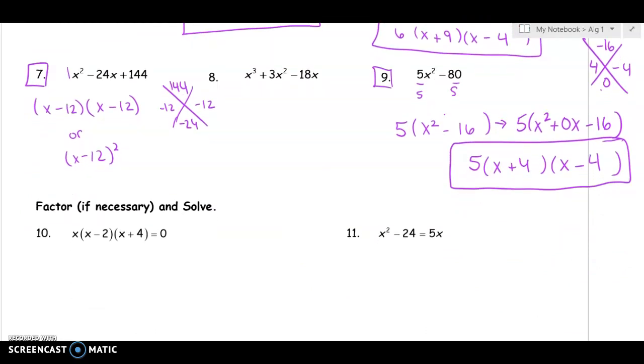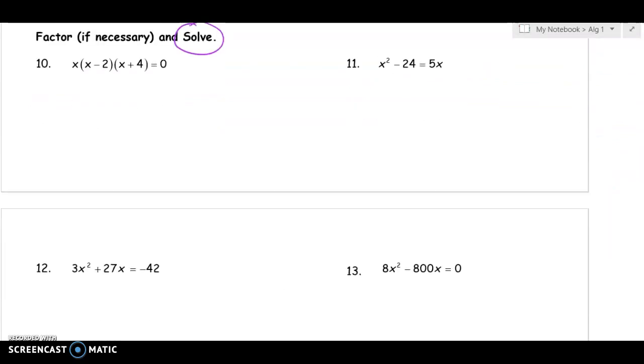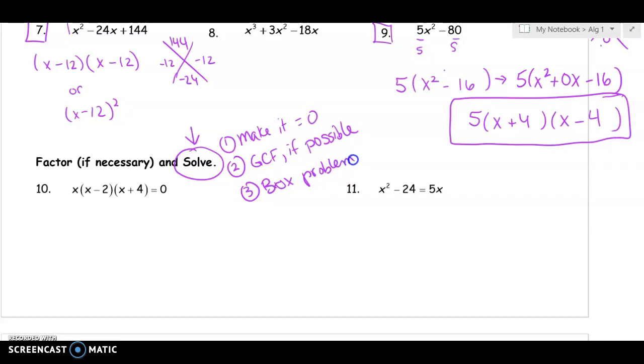Okay, for the rest of these guys, you'll notice the directions say solve. So solving is going to be a little bit more work. What you're going to need to do is make it equal to 0. If it's not equal to 0, move stuff around. Then you're going to do the same steps that we just did with the problems above. You're going to do a GCF if possible. Then you get to do your box problem. And then your final step will be to set it equal to 0 and solve. ZPP, zero product property, and solve.